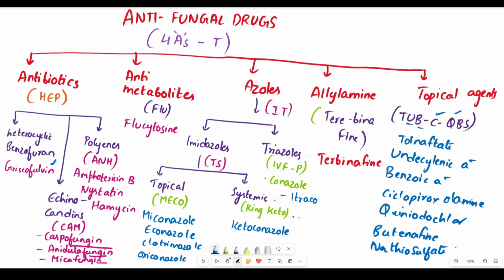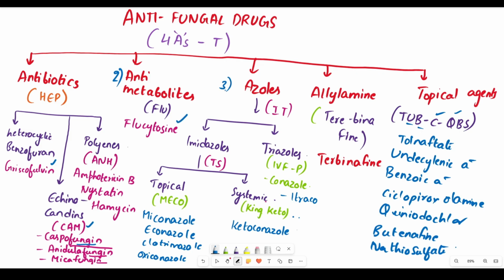For the echinocandins, remember that these drugs will be ending with the term fungin, or remember as CAM, one is caspofungin, anidulafungin, M means micafungin. Coming back to the polyenes, remember it as ANH, where A means it is amphotericin B, N means nystatin, H means hamycin. So coming to the second class, that is antimetabolites, remember it as flu. There is only one single example, that is flucytosine.